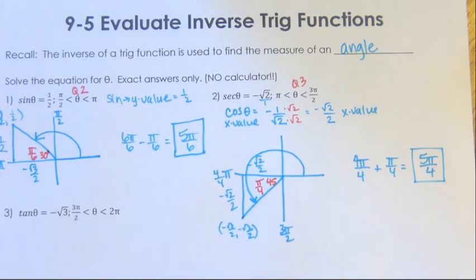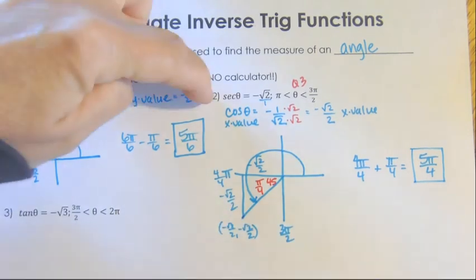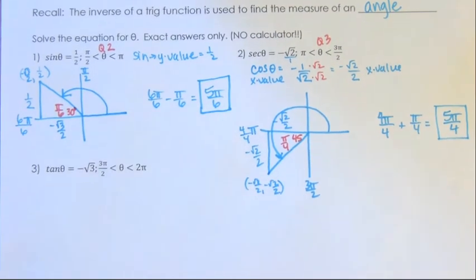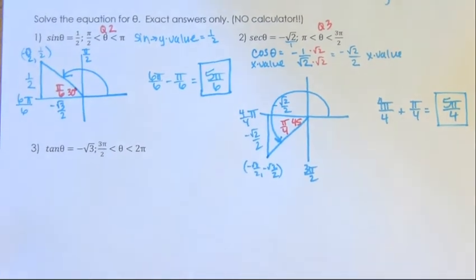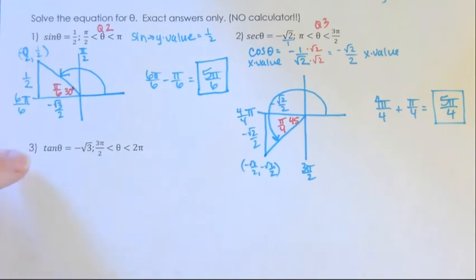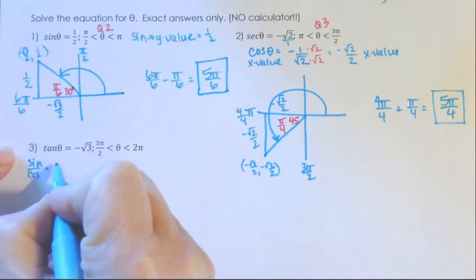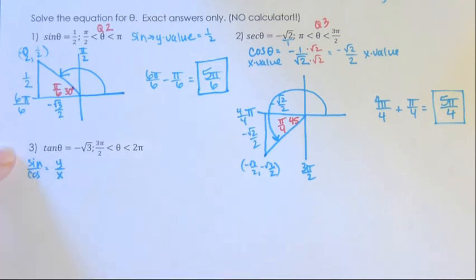So the angle in that third quadrant is 5 pi over 4, and secant of theta is negative square root of 2. All right, let's try tangent. Tangent gets a little bit tricky sometimes. So remember, tangent means sine over cosine, which really means y over x.